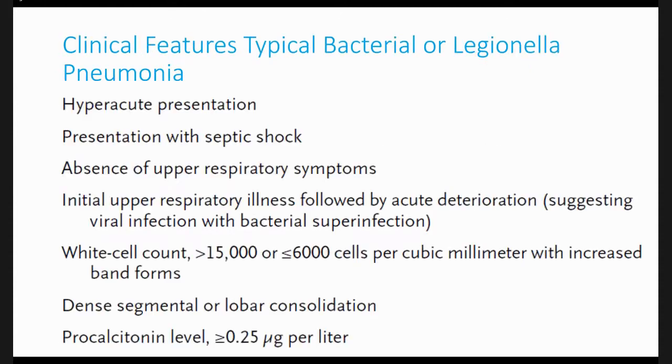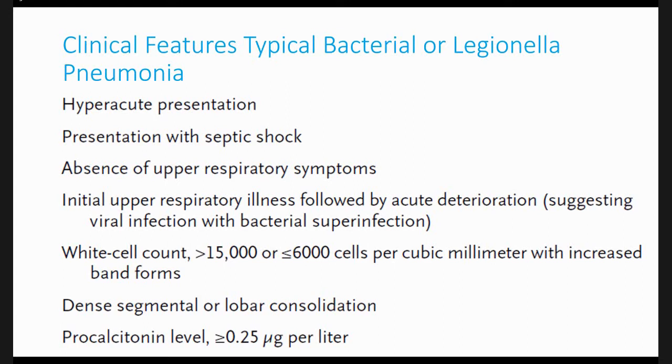Now, this is divided on the clinical features depending on what the underlying pathogen is for community-acquired pneumonia. Is it typical bacteria or atypical microorganisms? For typical bacteria, the hallmark is Streptococcus pneumoniae. And the atypical hallmarks are Mycoplasma and Legionella, for example.